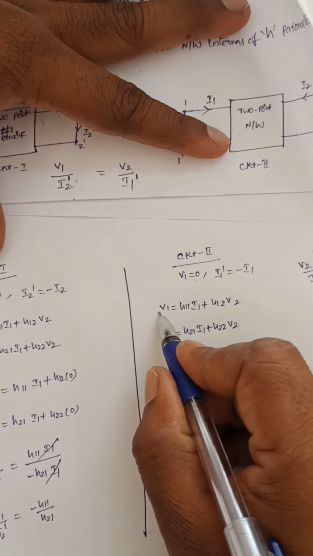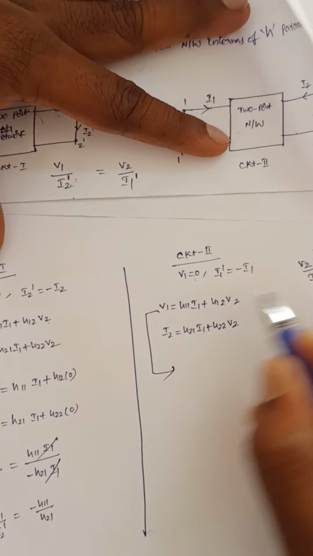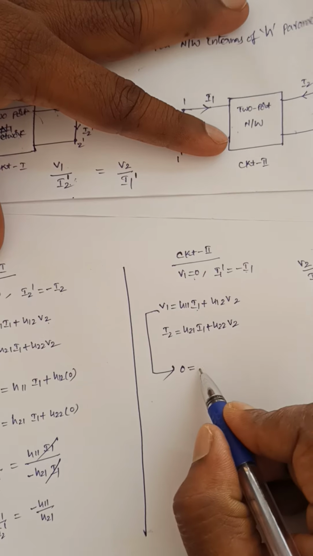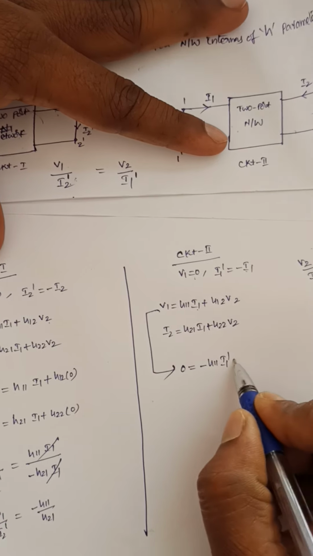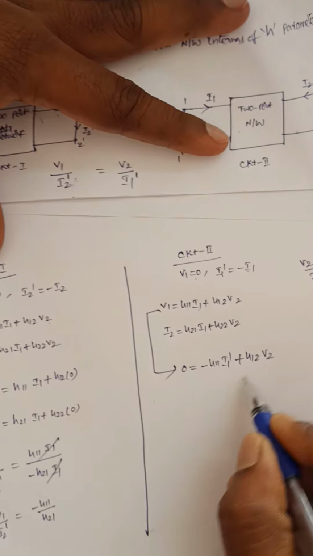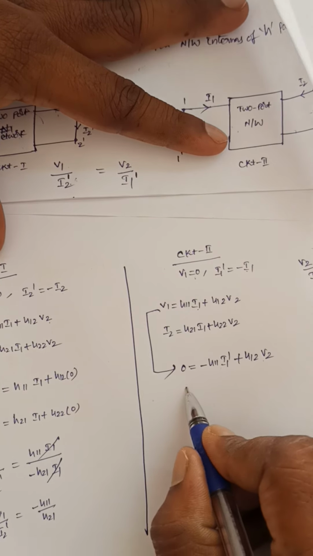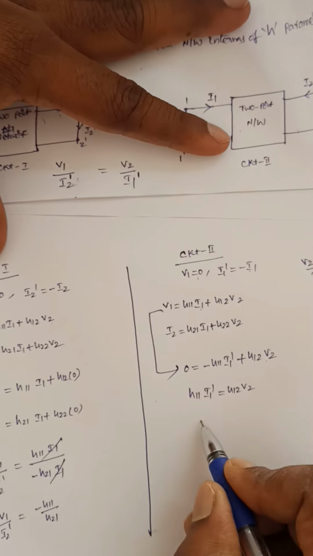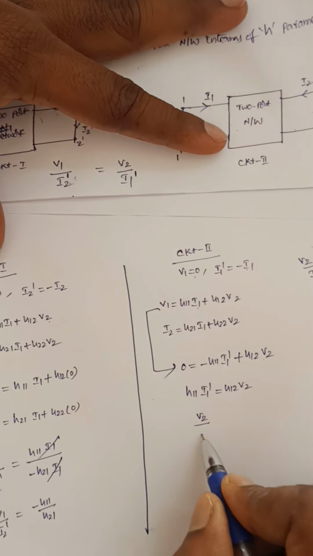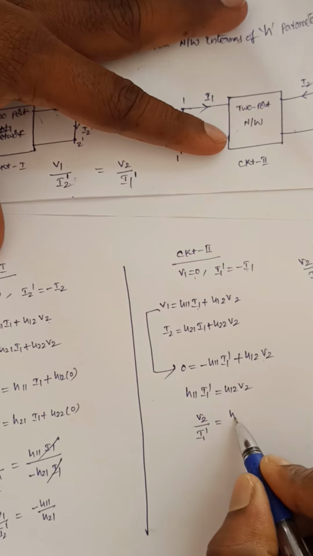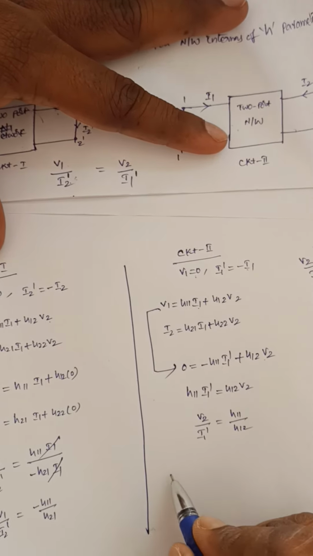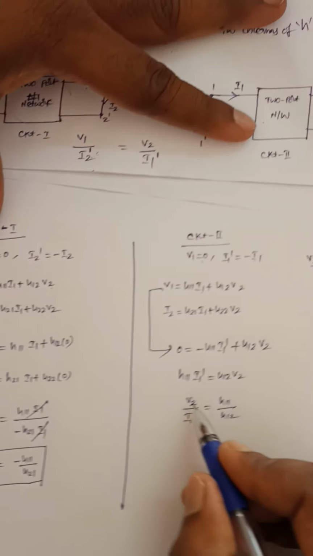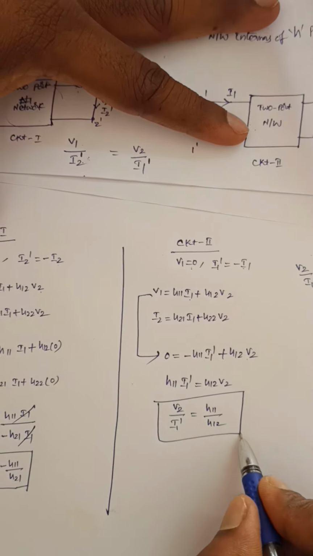Now use this one, V1 is equal to 0. My purpose is to find V2 by I1 dash. V1 is equal to 0. Instead of I1 put minus I1 dash: 0 is equal to minus H11 I1 dash plus H12 V2. So if I bring this term to left hand side, H11 I1 dash is equal to H12 V2. So V2 by I1 dash is equal to H11 by H12. So it is V1 by I2 dash, it is V2 by I1 dash.